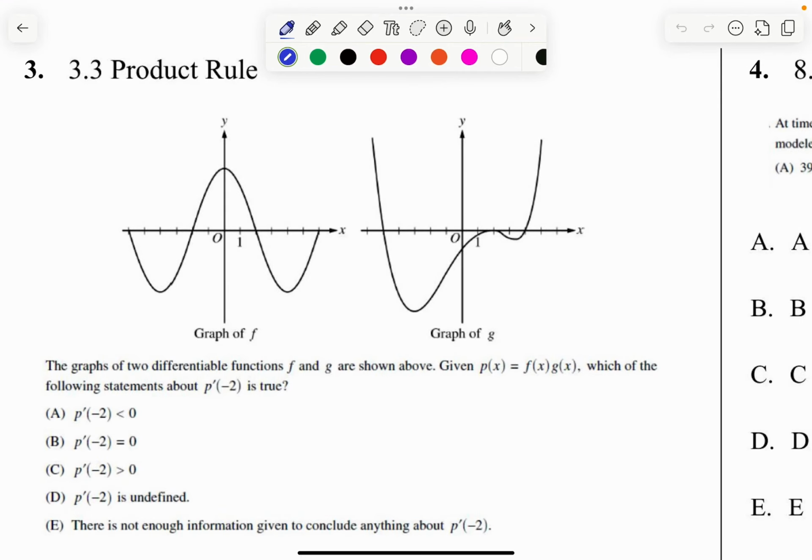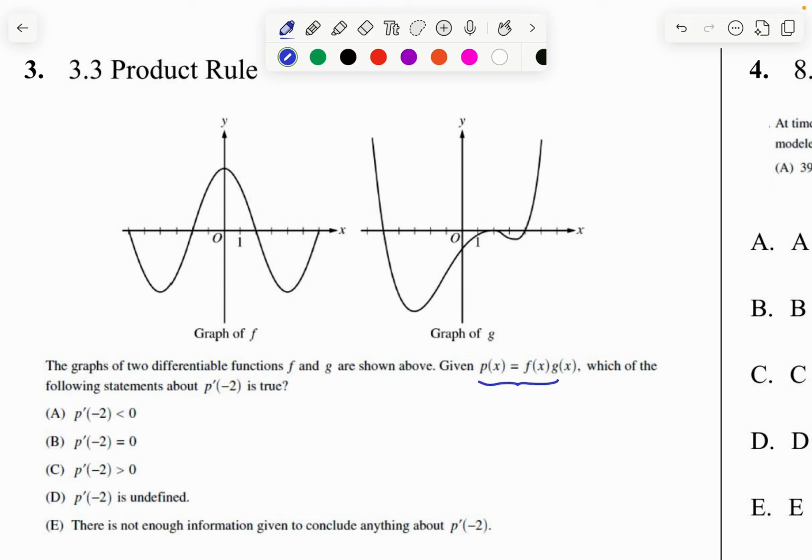Okay, we got a question here about the product rule. We got two graphs. It says the graphs of the two differentiable functions f and g are shown above. Given that p of x is the product of f of x and g of x, which of the following statements about p prime of negative 2 is true? This is a conceptual question.